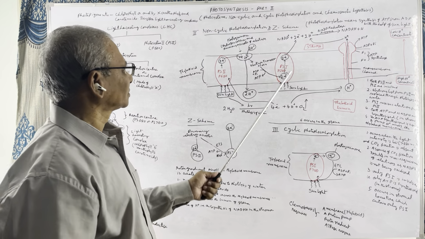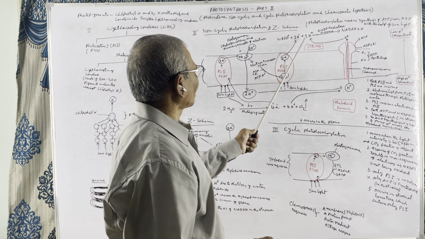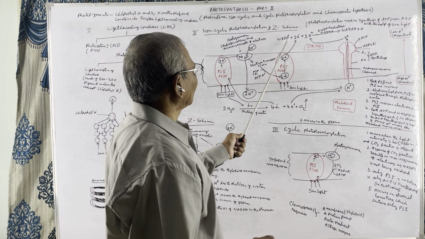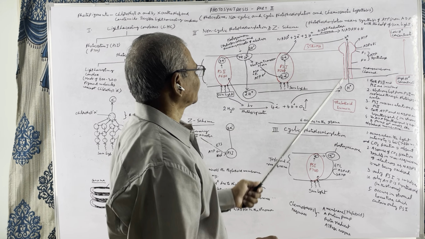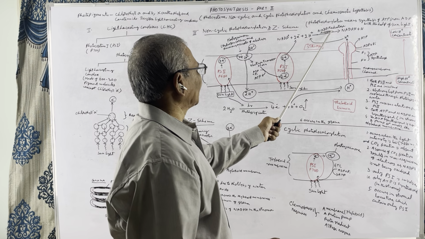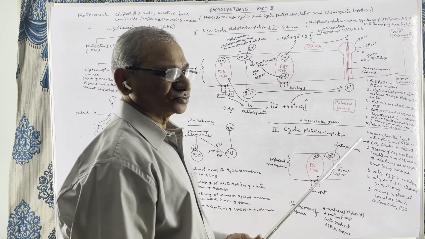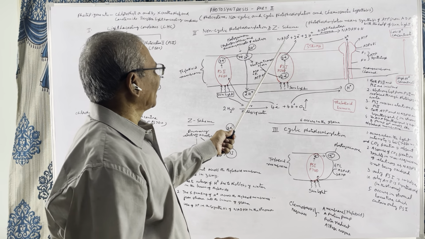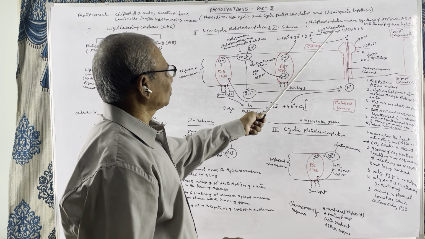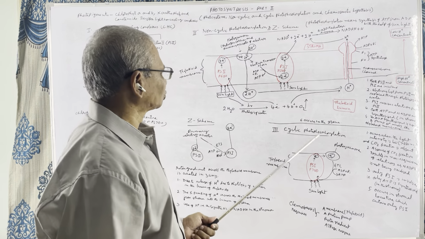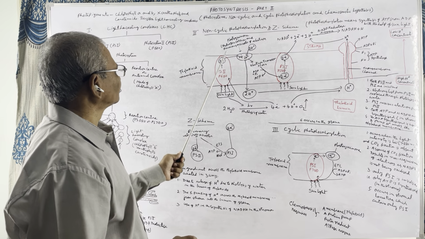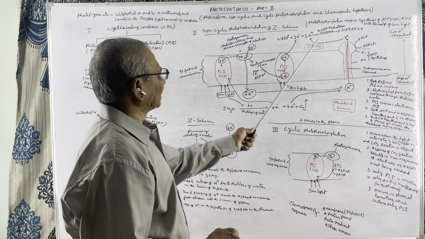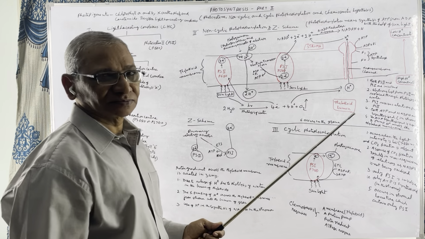In the stroma, these electrons along with hydrogen ions combine with NADP and convert it into NADPH, in the presence of the enzyme NADP reductase. So with the help of the enzyme NADP reductase, NADP is reduced to NADPH. So in this way, during non-cyclic photophosphorylation, ATP and NADPH are synthesized.